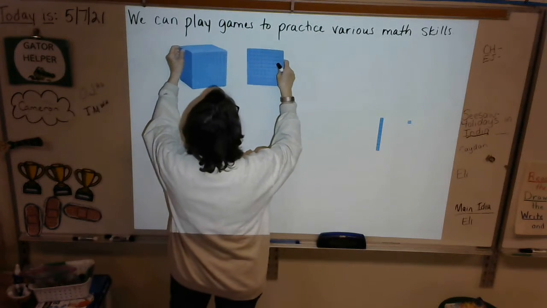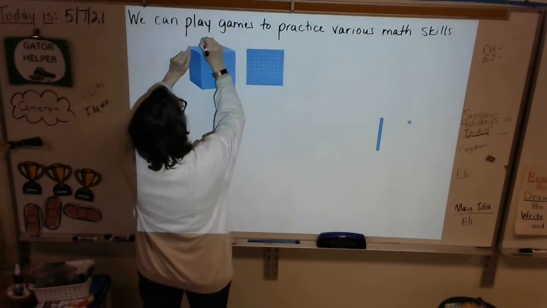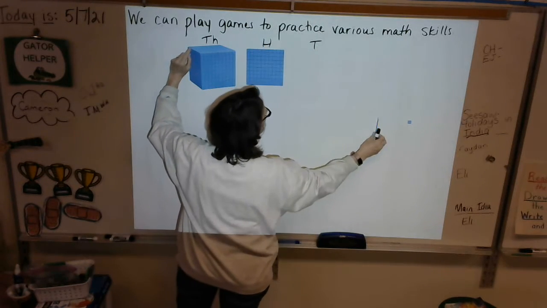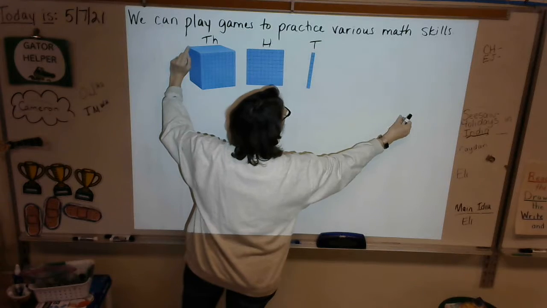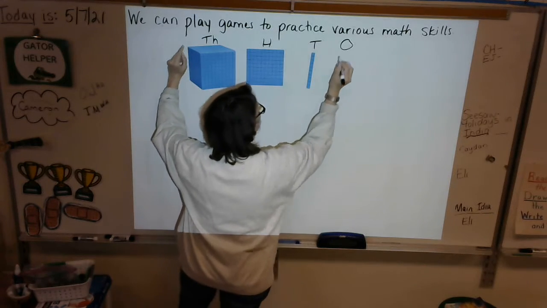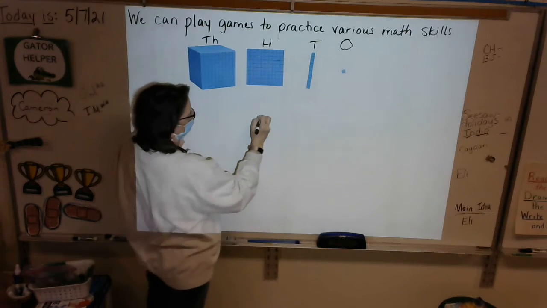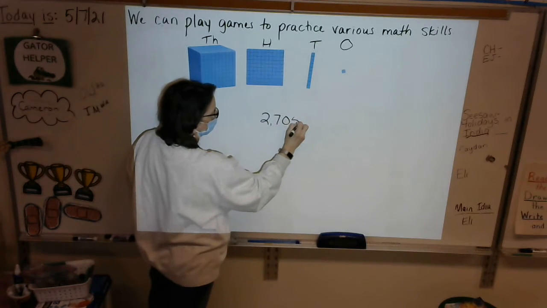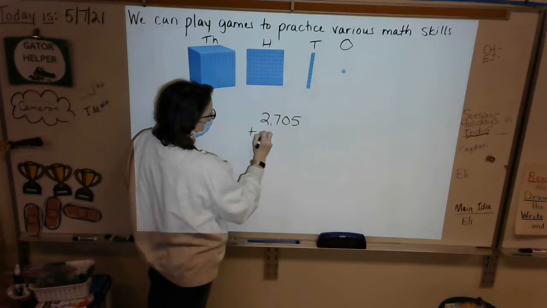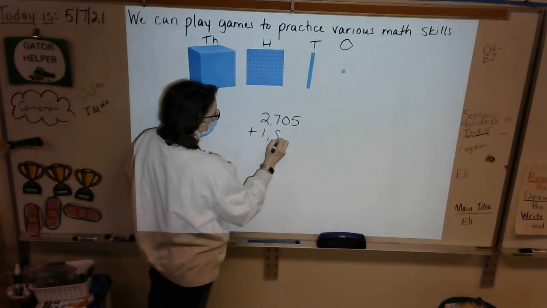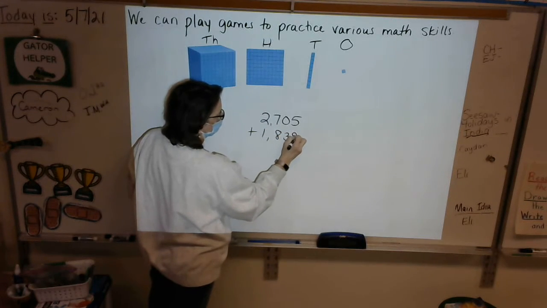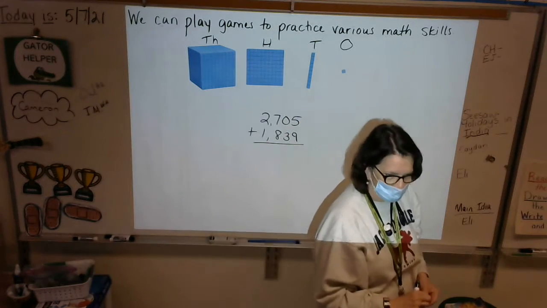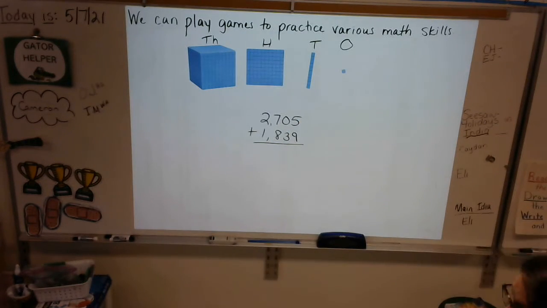So let's remember we have thousands, hundreds, tens, and ones. All right, here's your first one. We're going to add 2,705 to 1,830. So go ahead and add those. Make sure you stack your numbers.